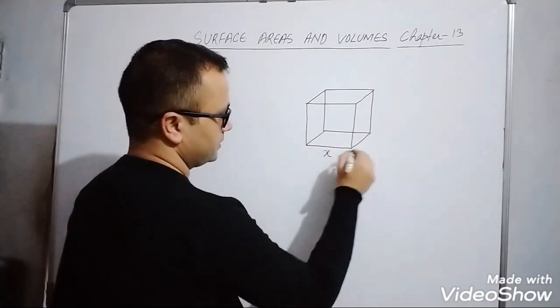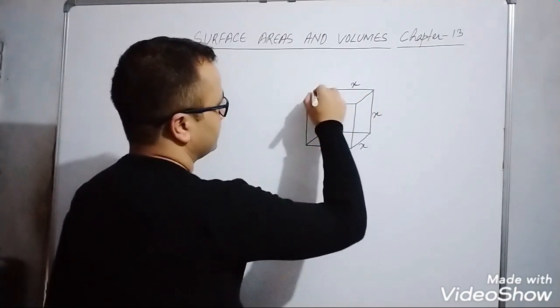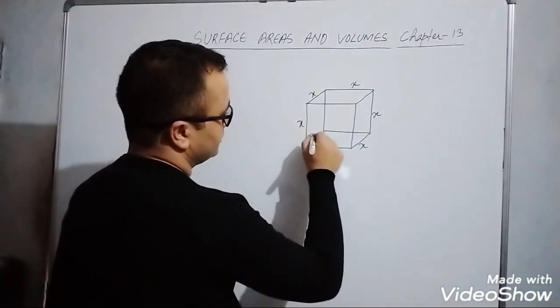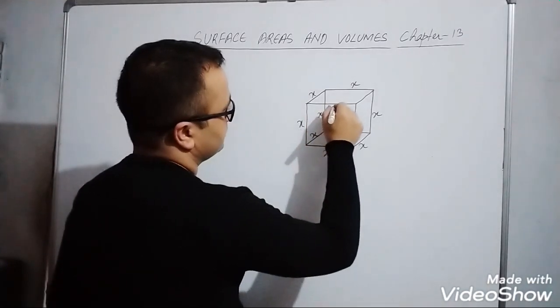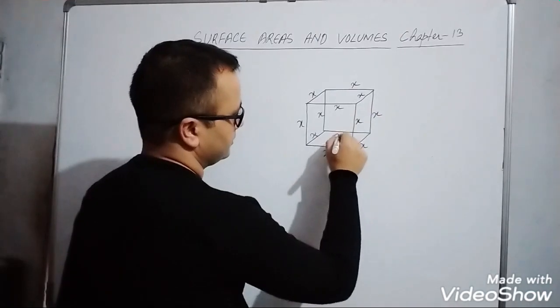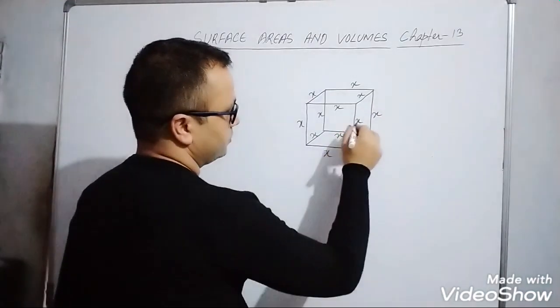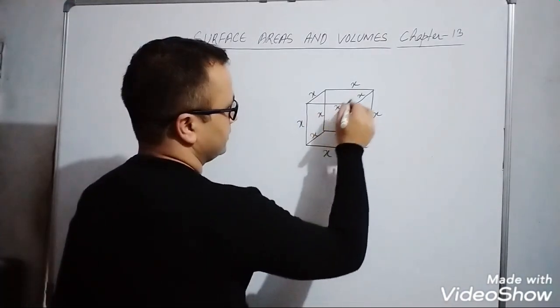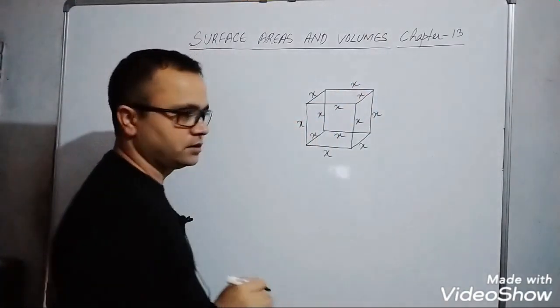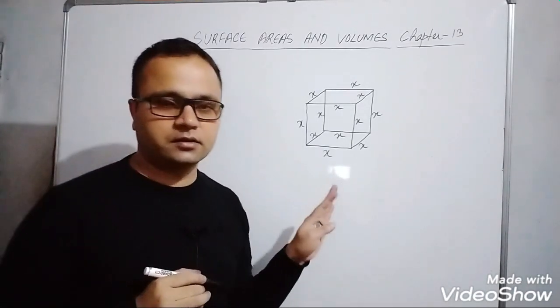So it is x, it is x, it is x, it is x, x, x. This is also x, this height is x, this length is x, this is x, and this is x. Now count this: 1, 2, 3, 4, 5, 6, 7, 8, 9, 10, 11, 12. There are 12 edges in a single cube.